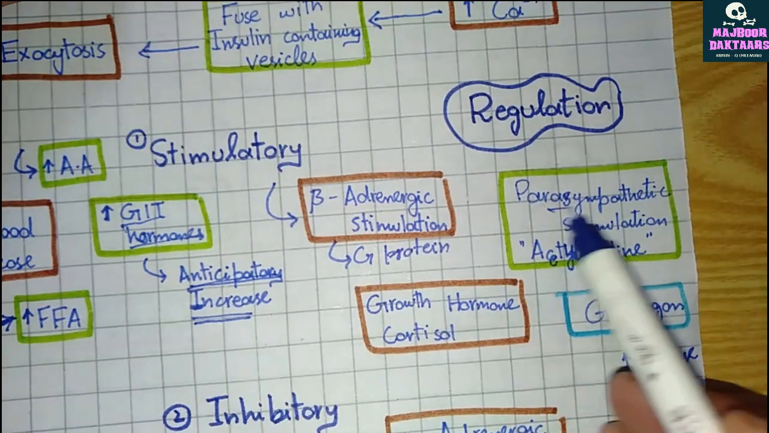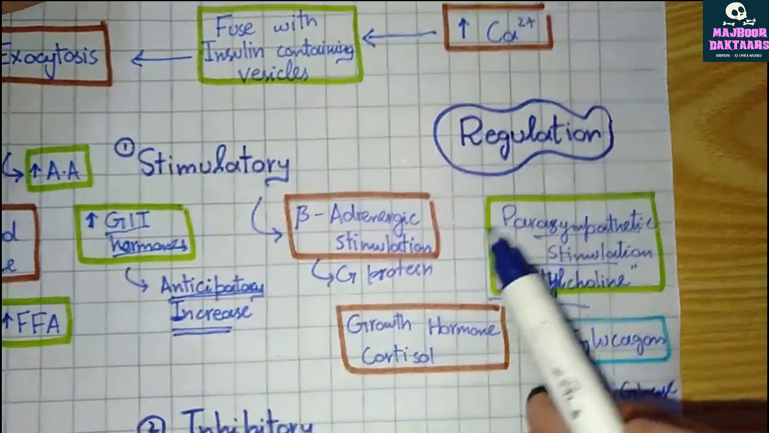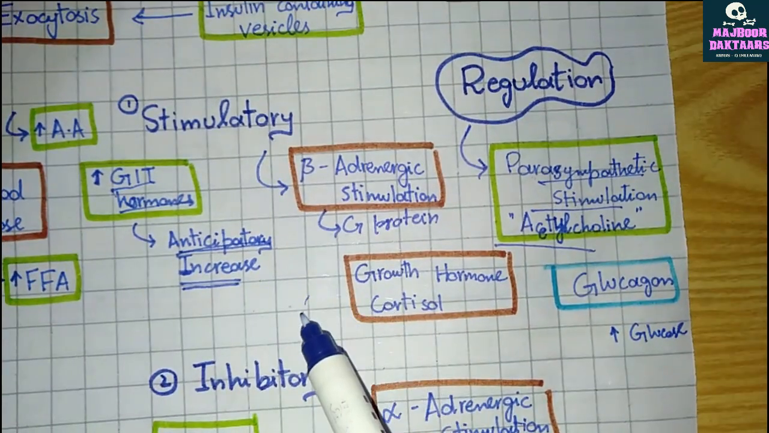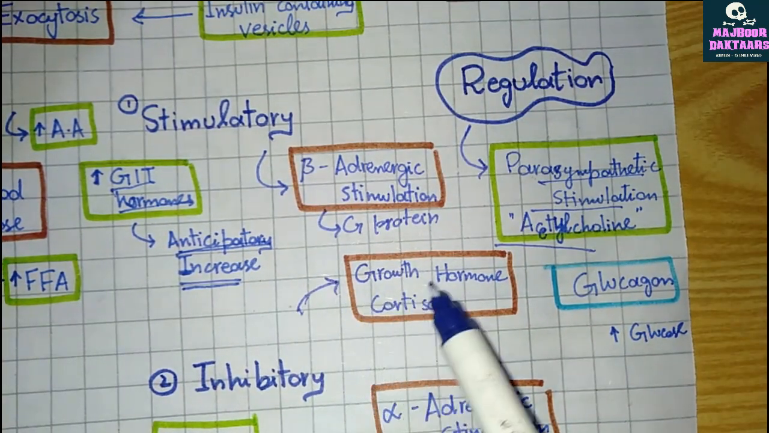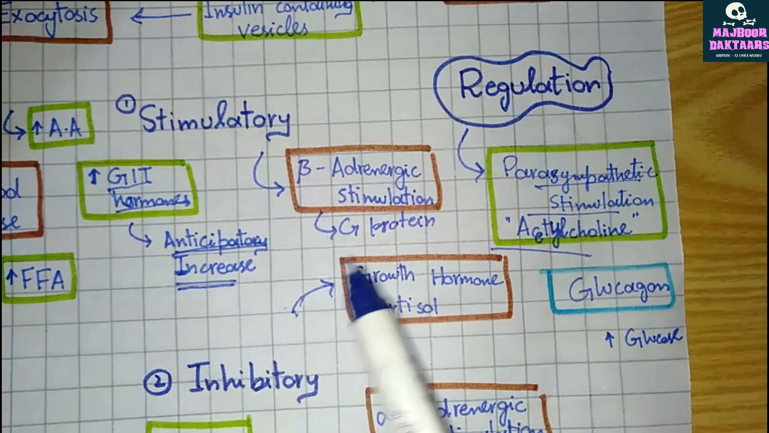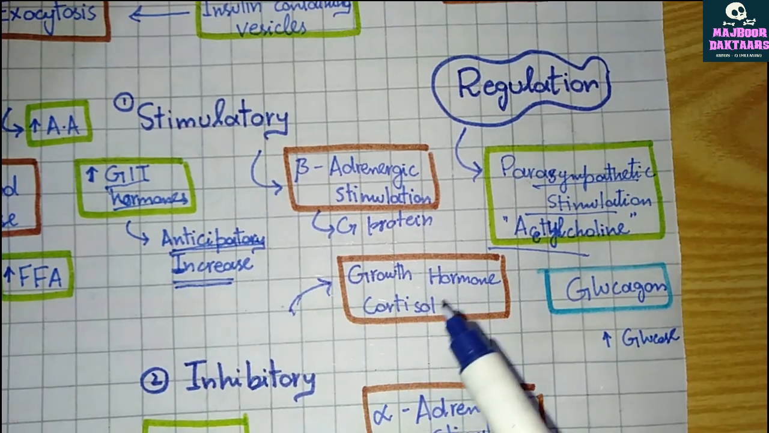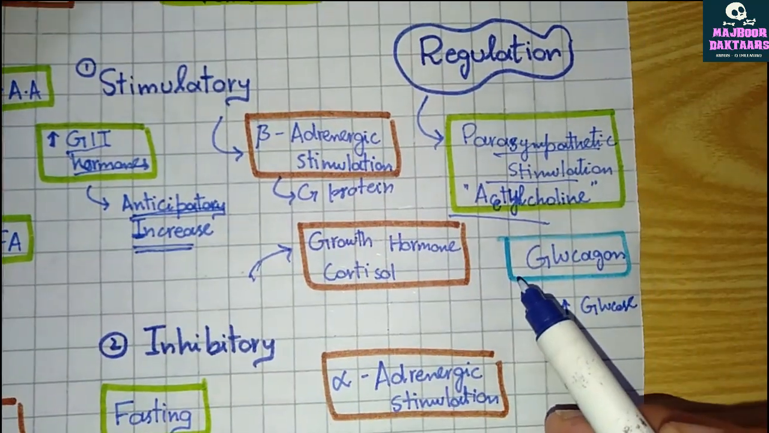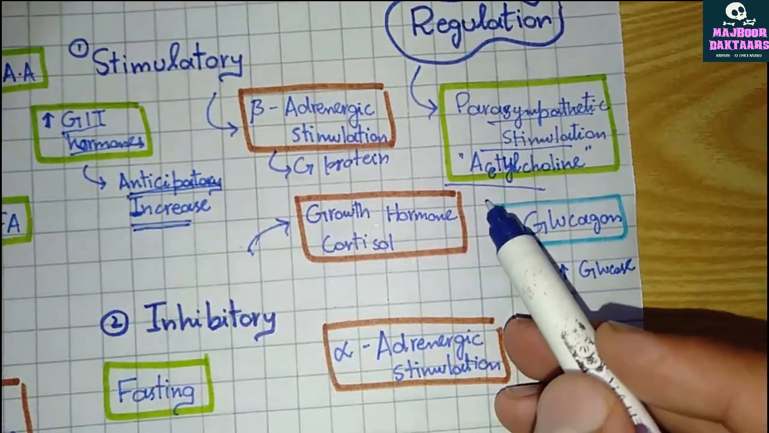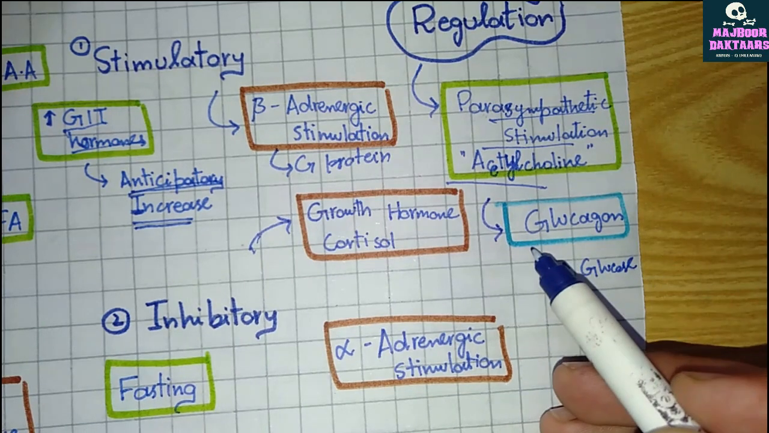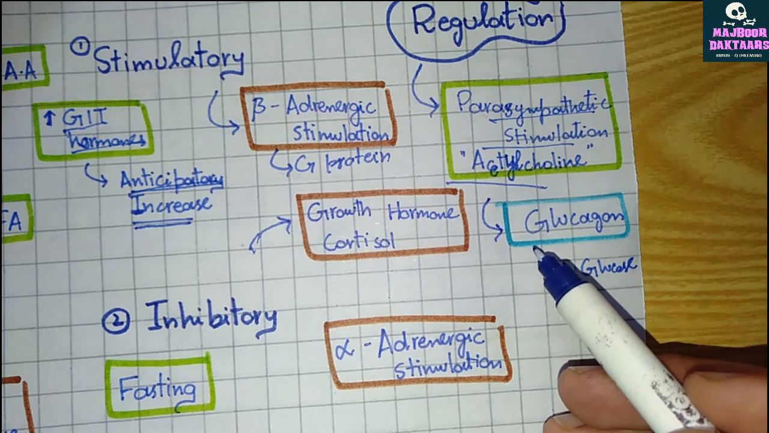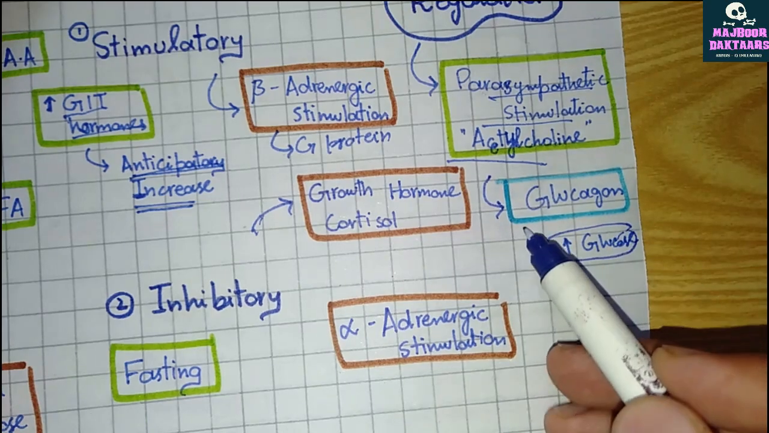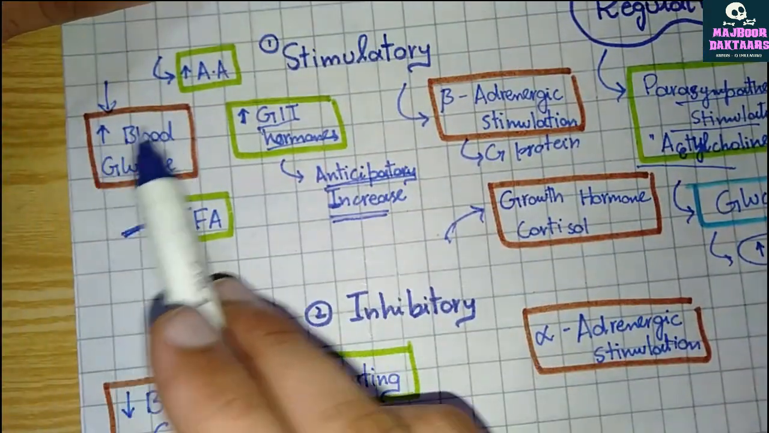Now parasympathetic stimulation, which produces the acetylcholine, increases the insulin stimulation. Similarly, hormones like growth hormone and cortisol, which are produced in response to hypoglycemia, increase its activity. Now another important point here is that glucagon increases the insulin secretion. It increases the insulin secretion indirectly because it increases the blood glucose level, and increased blood glucose level causes the increased secretion of insulin.